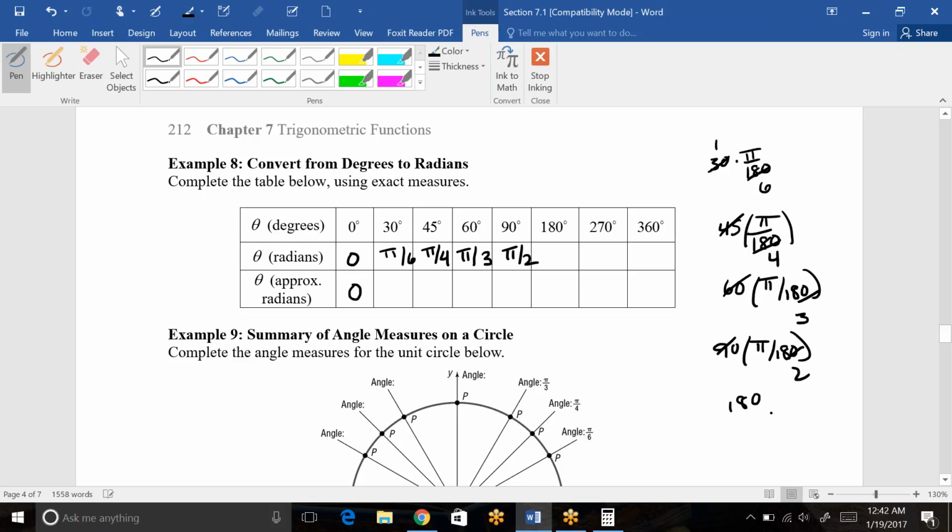180 times pi over 180 is just going to cancel the 180s out, so this would just be pi. 270 times pi over 180: the zeros can cancel out, and 27 and 18 are both divisible by 9, so that would be 3 pi over 2. And finally, 360 degrees times pi over 180. You divide those evenly, and this would be just 2 pi.